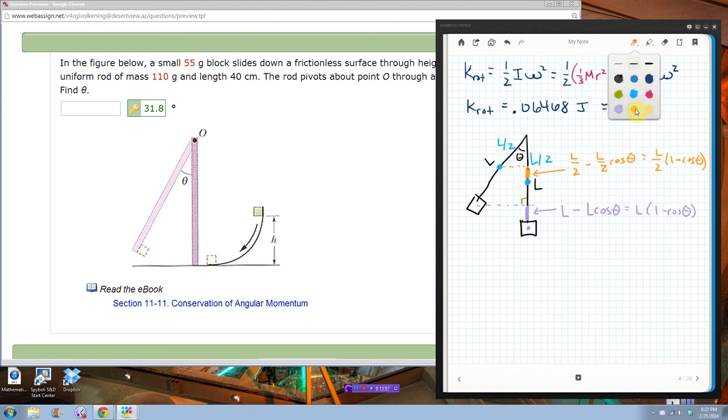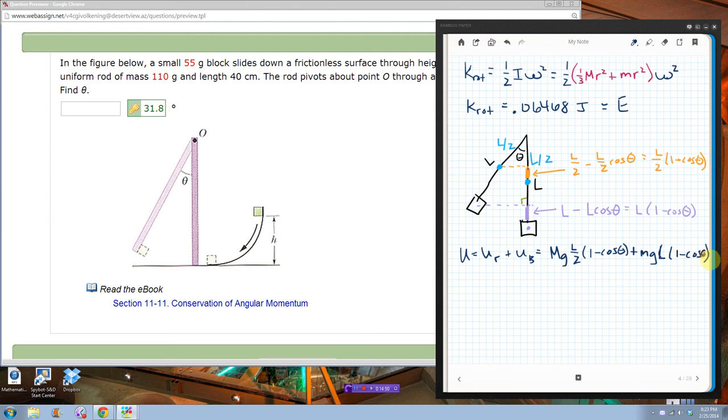Now, what that means is when this thing swung up, the potential energy is the potential energy of the rod and the potential energy of the block. The potential energy of the rod is the mass of the rod, big M, times g, times how much height the rod gained. So it gained L over 2 times (1 minus cosine theta). Then the potential energy of the block is the mass of the block times g times the height the block gained. So the block gained L times (1 minus cosine theta).